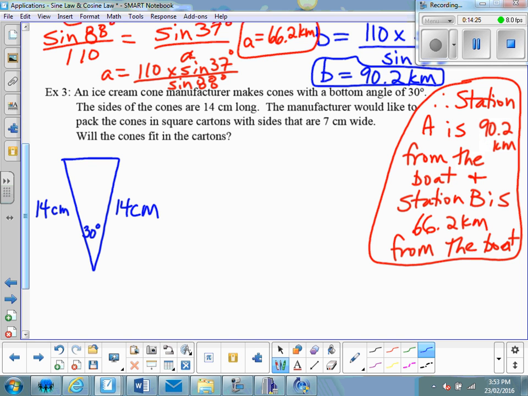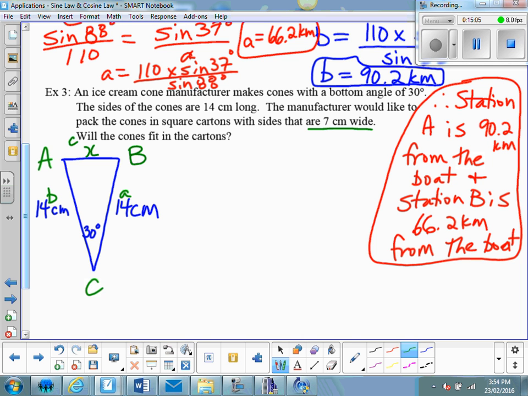And they're saying that the manufacturer would like to pack cones in square cartons with sides that are 7 centimeters wide. Will the cones fit the cartons? So we need to figure out how wide are these cones. Will they fit a box that is 7 centimeters wide? So let's put A, B, and C on these triangle sides, or in the corners where the angles are. And that means that this is side A, this is side B, and that'll be side C at the top.